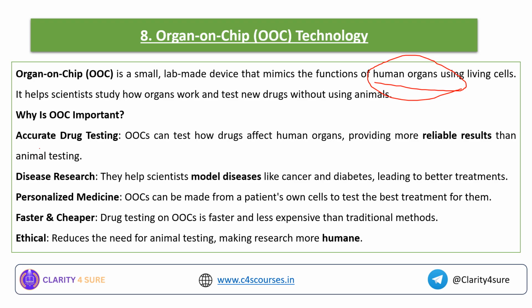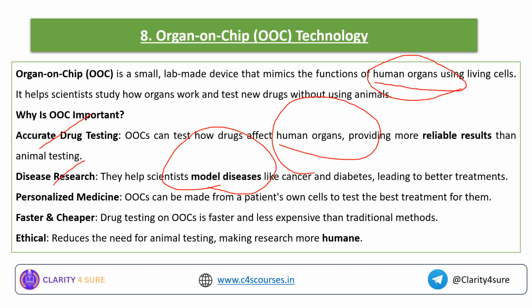It focuses on accurate drug testing, because it can test how drugs affect the human organs, providing more reliable results. Why? Because it mimics the original functions of the human organs. Okay, it also helps in disease research. How? We can create model diseases for cancer and diabetes, and that can be checked in this particular device which is mimicking the original human organs, which can lead to better treatments.